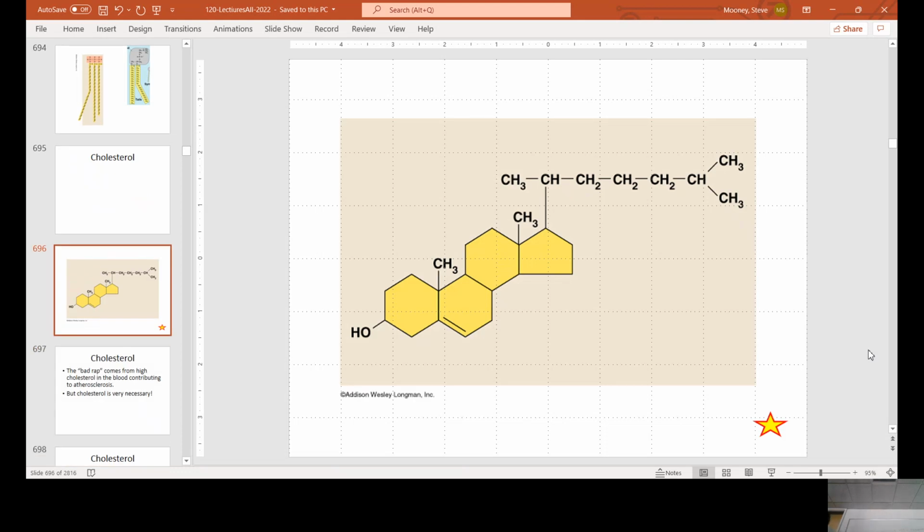So this is what cholesterol looks like. This is our drawing. Again, remembering that anytime we have a bend in the line, there's an assumption that there's a carbon there with the appropriate hydrogens attached to it. That just makes it easier, cleaner when we're doing our presentation there.